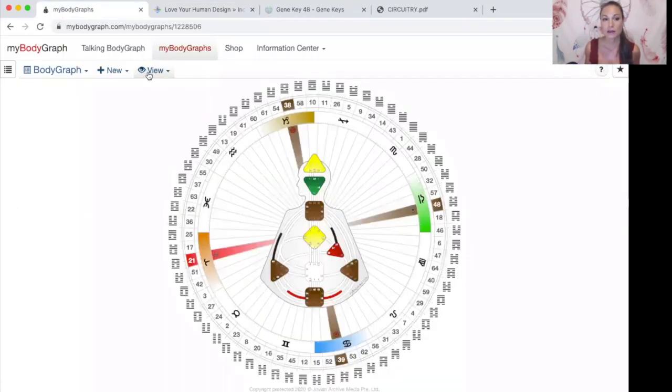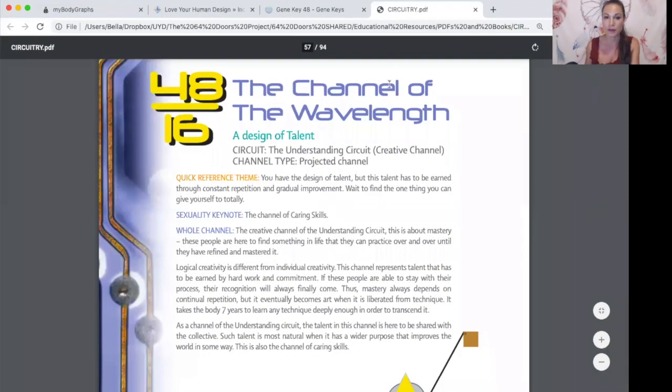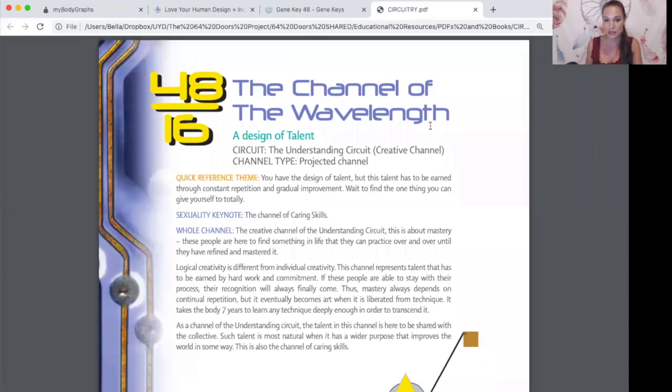So going back to the standard view of the body graph, we see that the 48 comes out of the splenic center. It has to do with taste, because here in the splenic center we have all the different senses, the intuition, the instinct, the senses. And it's going up, meeting the 16 in the throat center. This is the channel of the wavelength, or the channel of talent. And it has to do with a talent that comes with constant repetition.